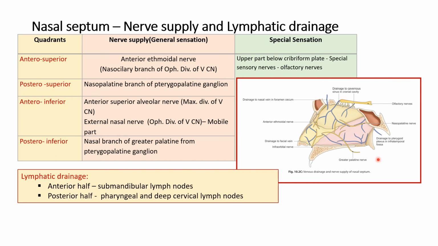Coming to the special sensation from the upper part below the cribriform plate, there are the special sensory nerves, that is the olfactory nerves. And coming to the lymphatic drainage, from the anterior half, the lymphatics drain to submandibular lymph nodes. From the posterior half, they drain to pharyngeal and deep cervical lymph nodes.